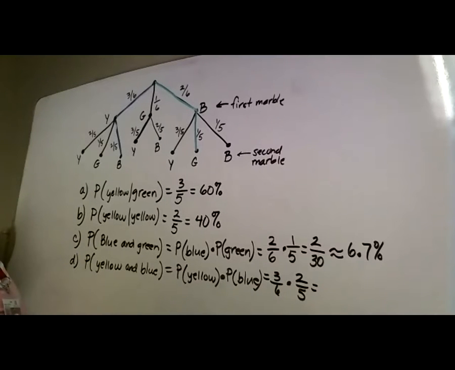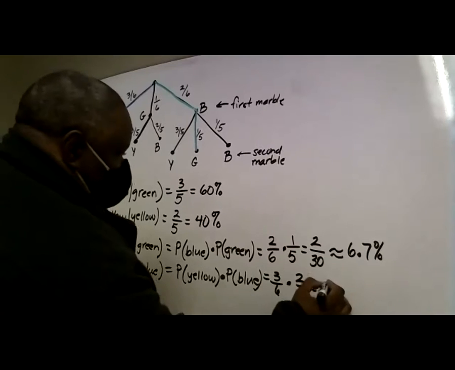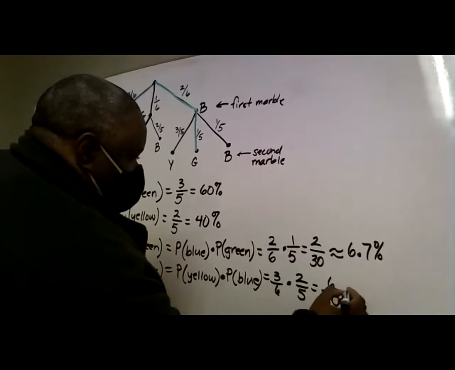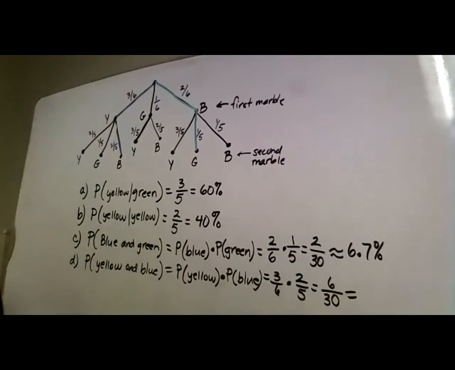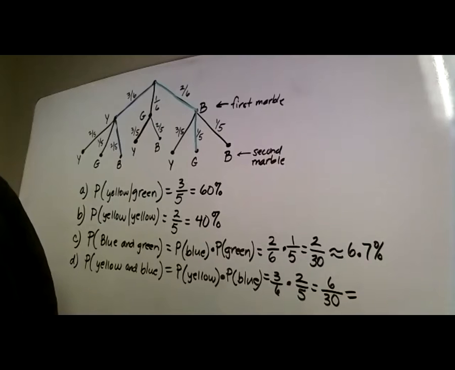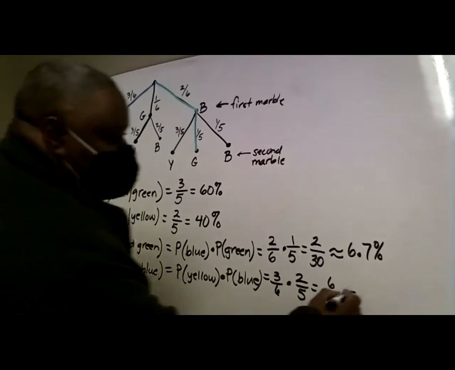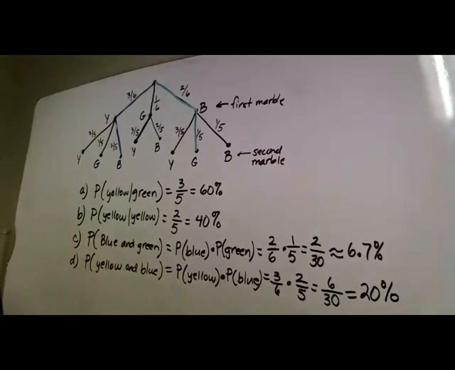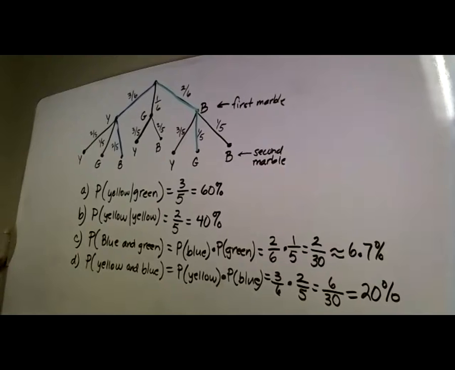So if I do numerator times numerator, 3 times 2, that's 6. Denominator times denominator, 6 times 5, that would be 30. And that's going to be how much? 20%. Okay. Questions on part D? Okay.